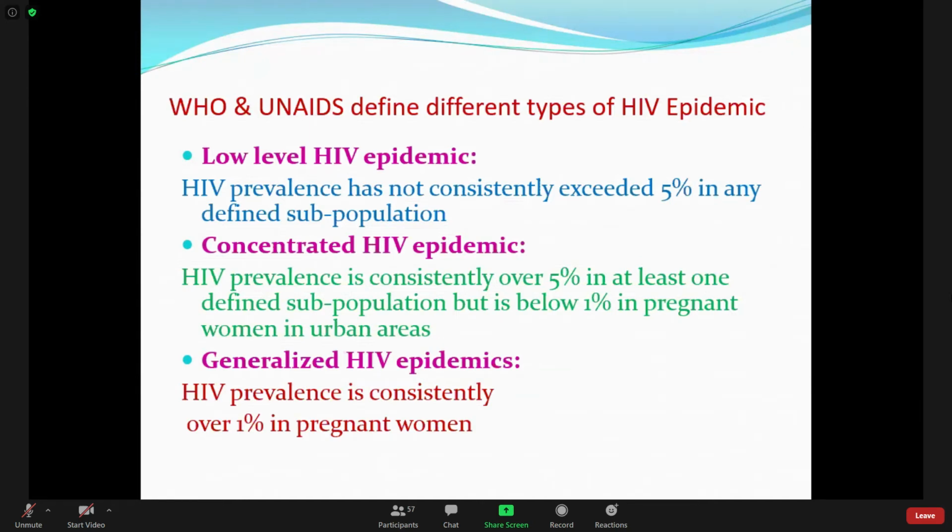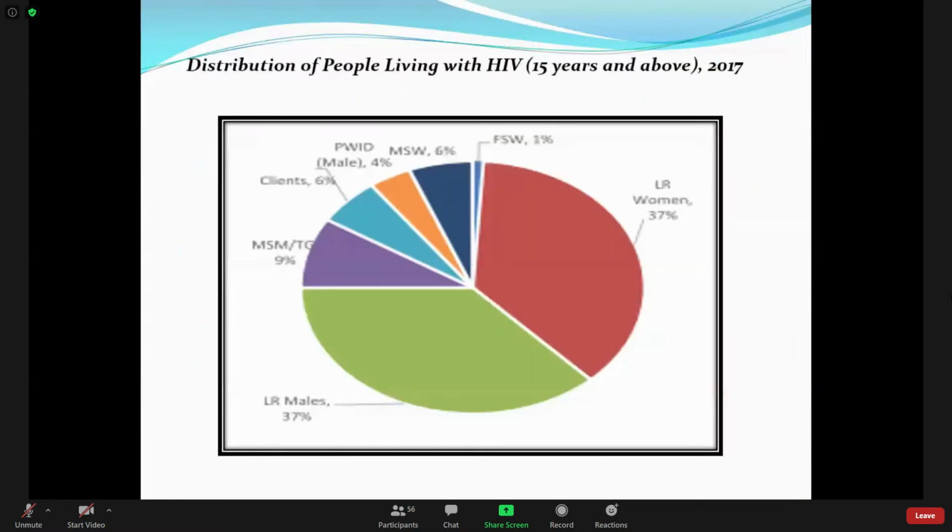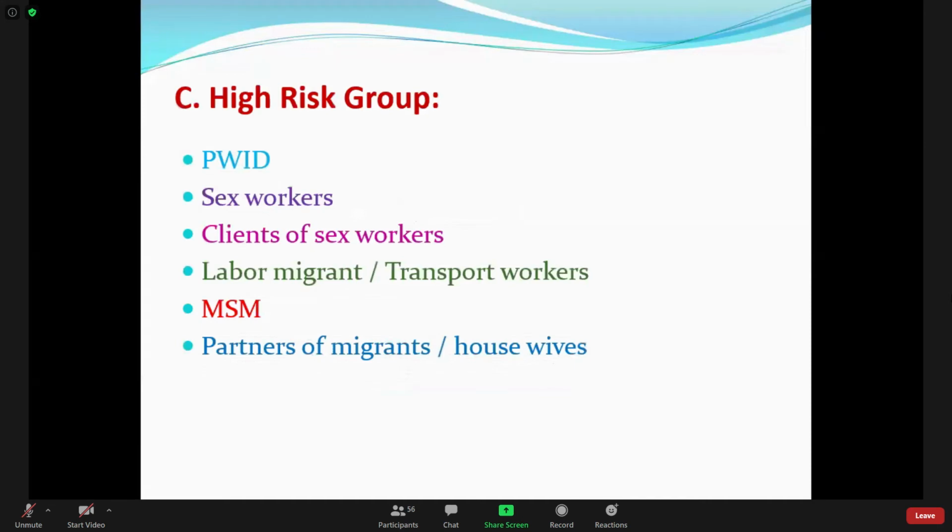So low level HIV epidemic means that in all high risk groups or defined subpopulations, the HIV prevalence is not more than 5%. That means there is not a big problem of HIV in that country. That is the low level HIV epidemic. Also, by diagram: this is the high risk group or defined subpopulation: PWID, sex worker, client of sex worker, labor migrants, either transport workers, MSM, partners of migrants or housewives. They are the defined subpopulation or high risk group.